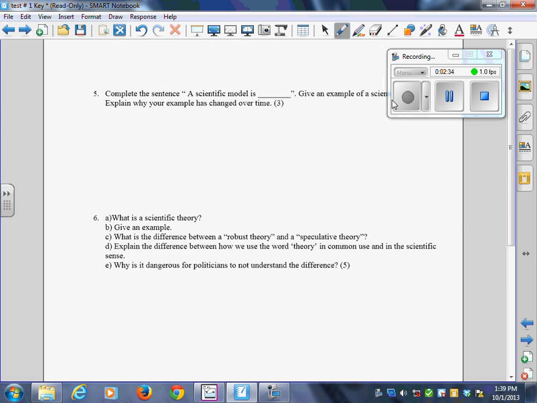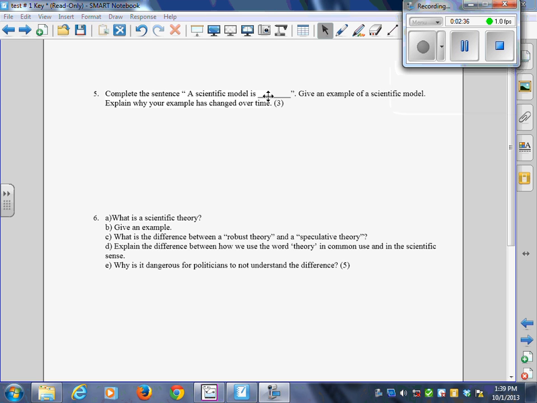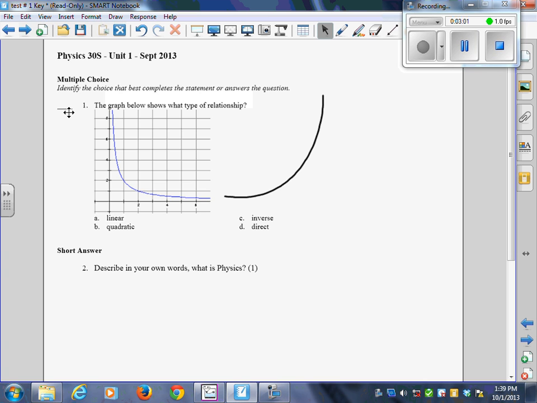Complete the sentence. Okay, here's another rule. Just because there's a little tiny blank like that doesn't mean your answer has to fit in there. You will notice there's a large amount of white space down here. That is where your answer should go.